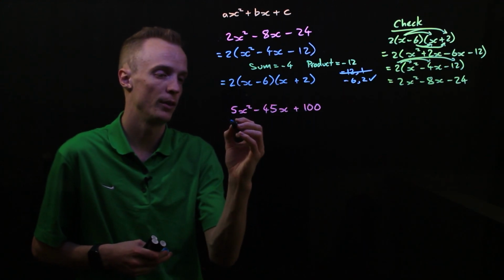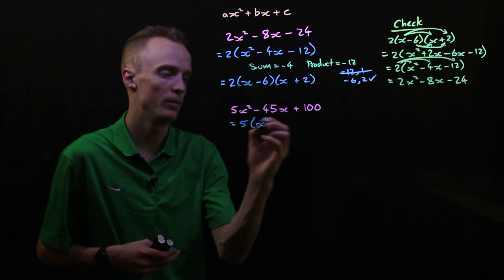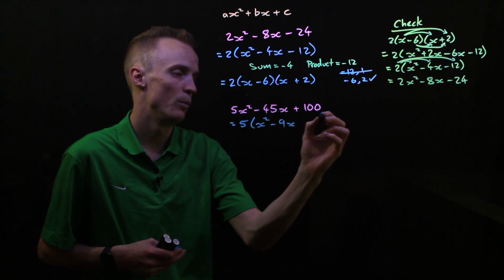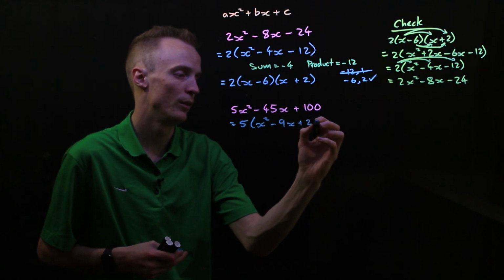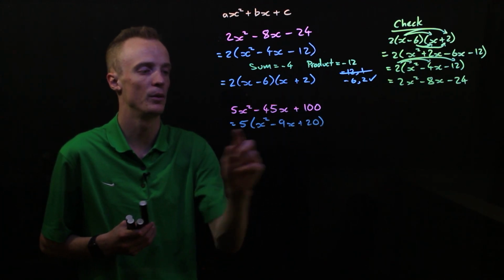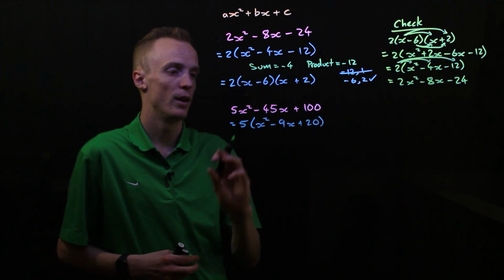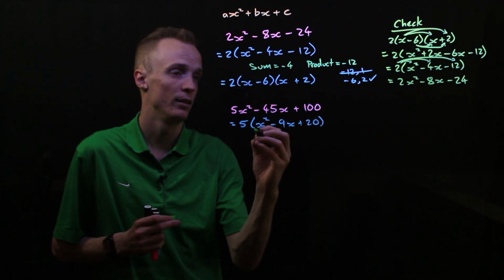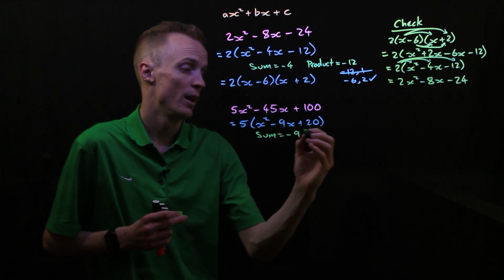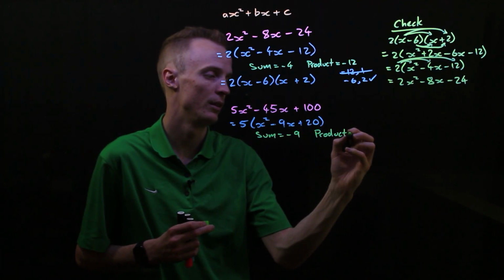So let's factorise this with a common factor of 5, which will leave me with just x squared. Negative 45x divided by 5 is negative 9x. Then 100 divided by 5 will be plus 20. And now I've got a quadratic inside the brackets where my a is equal to 1. So now I can use the sum and product. So what I'm looking for is a sum of the coefficient of x, which is negative 9. So a sum of negative 9. And a product of my constant terms. So a product of 20.